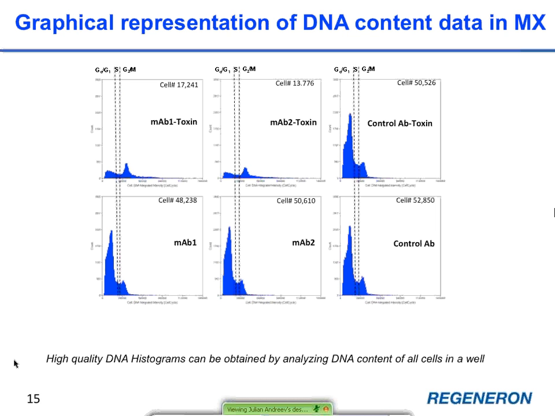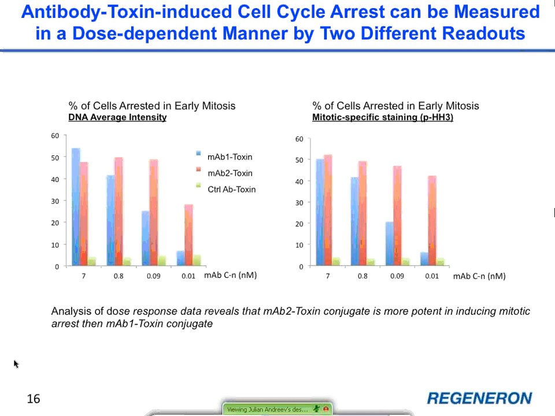The next question is how DNA quantum cell cycle data correlates with specific mitotic staining data as detected with the cell cycle module. On this slide, I compare a mitotic arrest dose response of two antibody toxin conjugates measured using either DNA average intensity on the left panel or mitosis-specific staining on the right panel. Both data sets are quite comparable and indicate that the antibody toxin conjugate is more potent in inducing mitotic arrest in a dose-dependent manner. Conjugate 2 is more potent than antibody toxin conjugate 1.